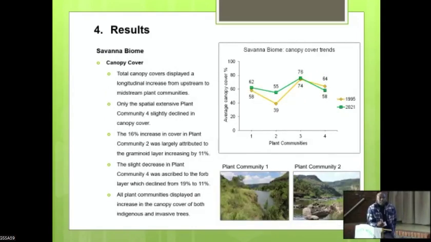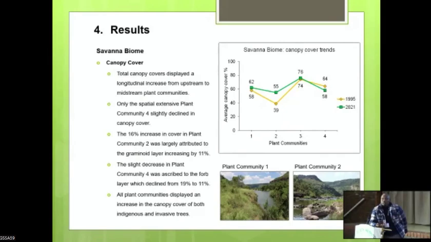Again, similar trends were observed with total cover, where cover increased slightly, but plant community 2 has a big jump in cover. Plant community 2 is basically in mountainous terrain. All of your gramineae came in hugely and contributed about a 16% increase of cover, from 39 to 55%.